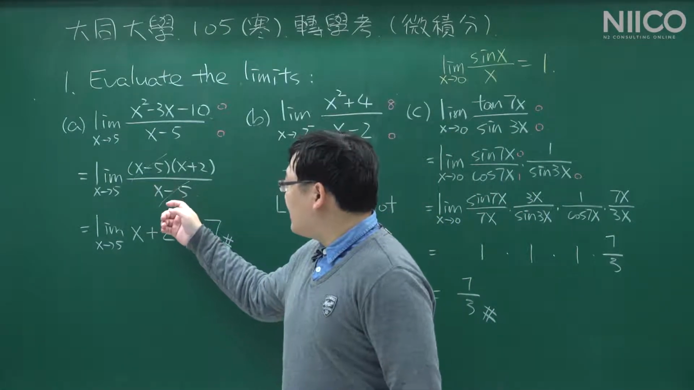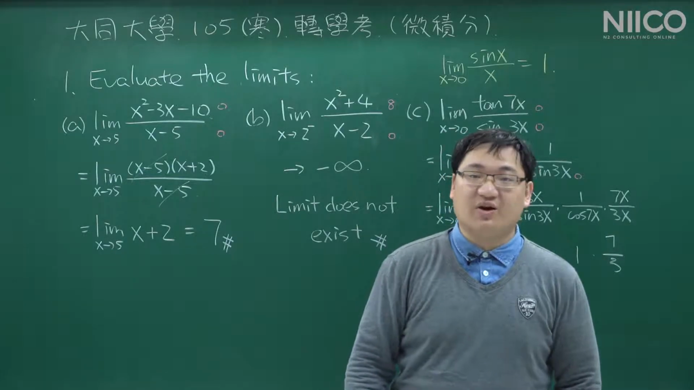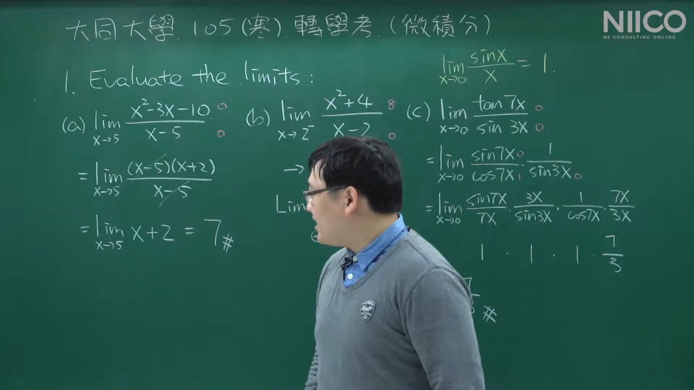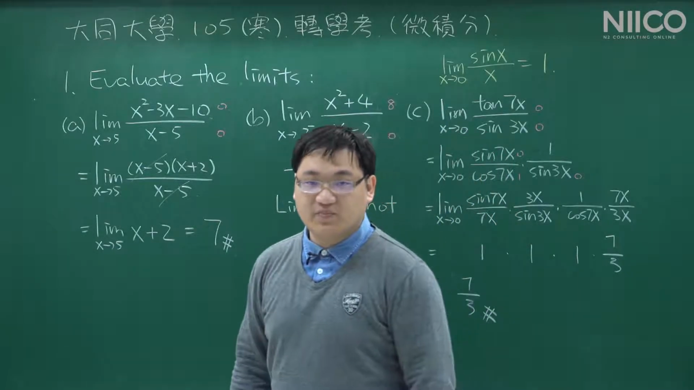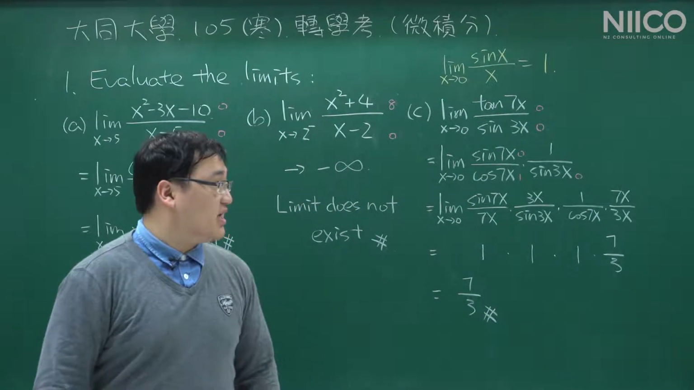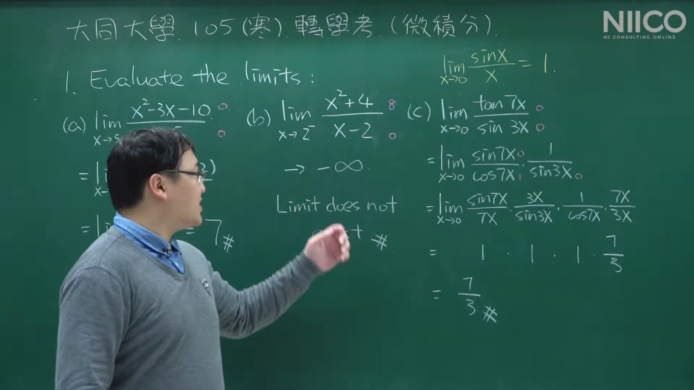So we can start by factorizing the numerator, and we see that it can be factorized into x minus 5 and x plus 2. So this limit can be evaluated to x plus 2 when x equals 5, so the answer is just 7. Now let's take a look at subproblem B.